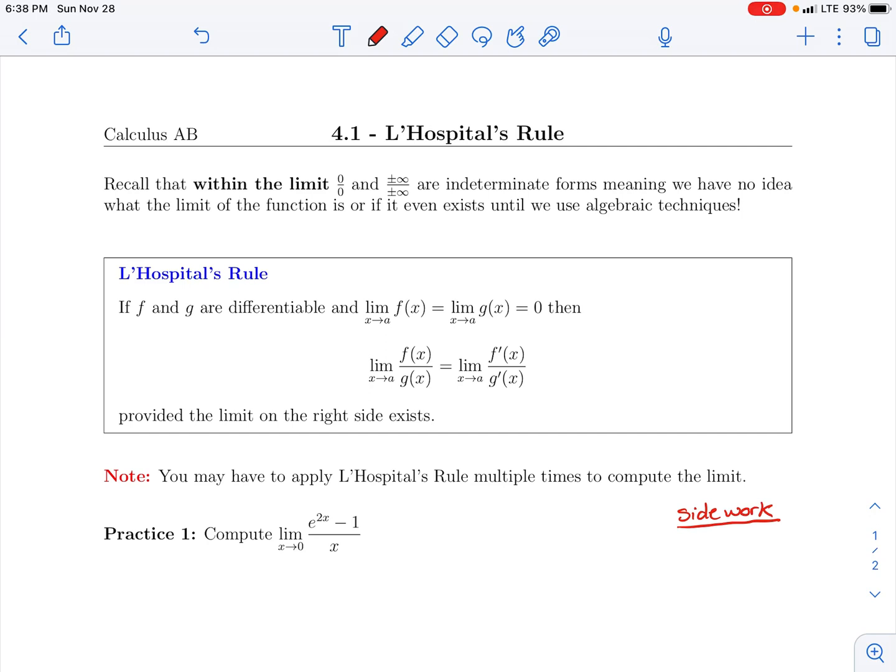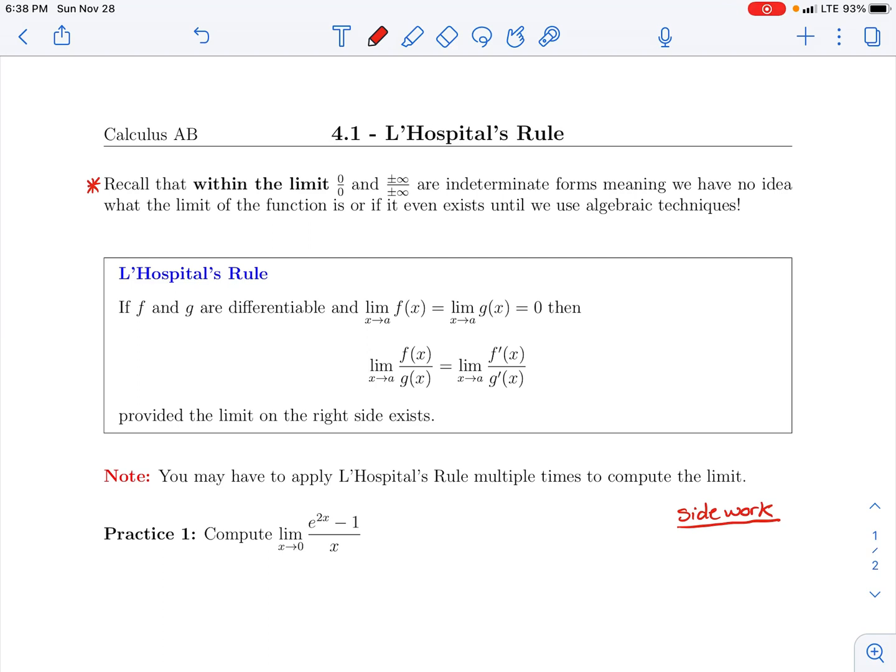So here I just want to recall that within the limit, 0 over 0 and plus or minus infinity over plus or minus infinity are indeterminate forms, meaning we have no idea what the limit of the function is or if it even exists until we use some sort of algebra techniques. If we plug in the value that we are approaching for our limit into the function and we get either of these forms, 0 over 0 or some form of infinity over some form of infinity, then we cannot say what the limit is yet. We have to do some sort of limit technique there.